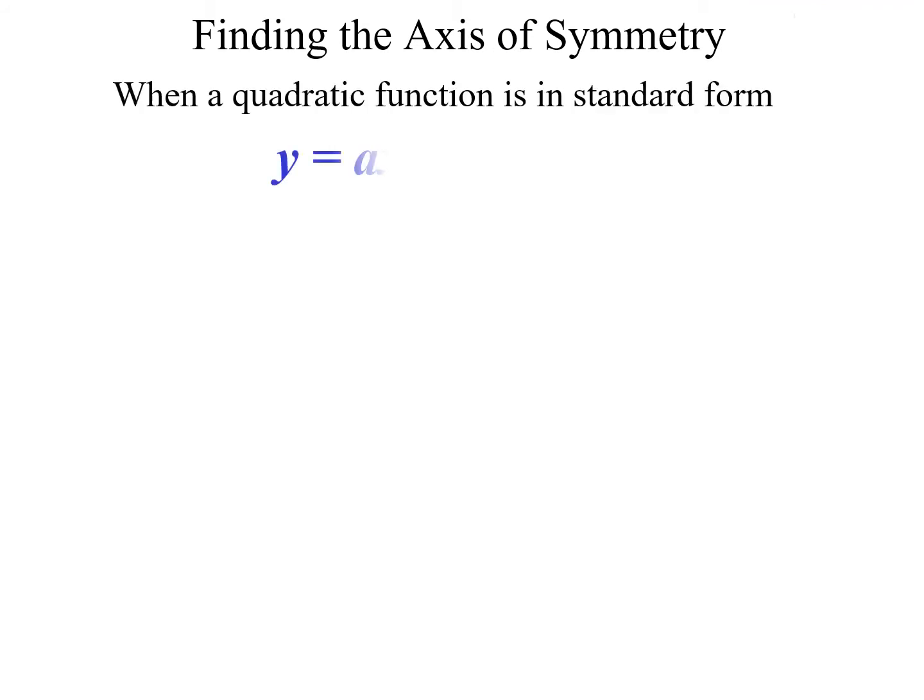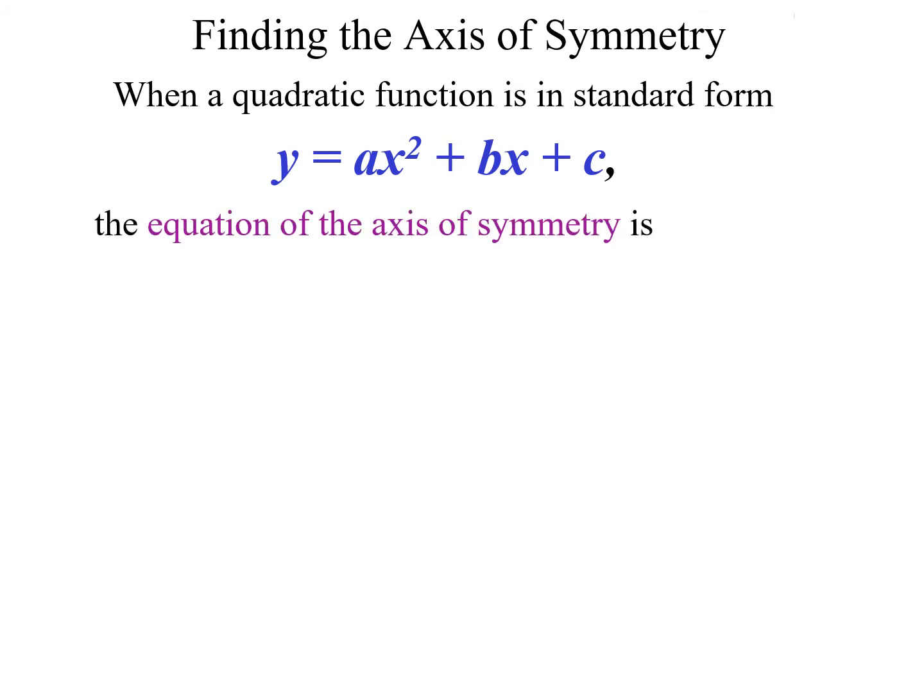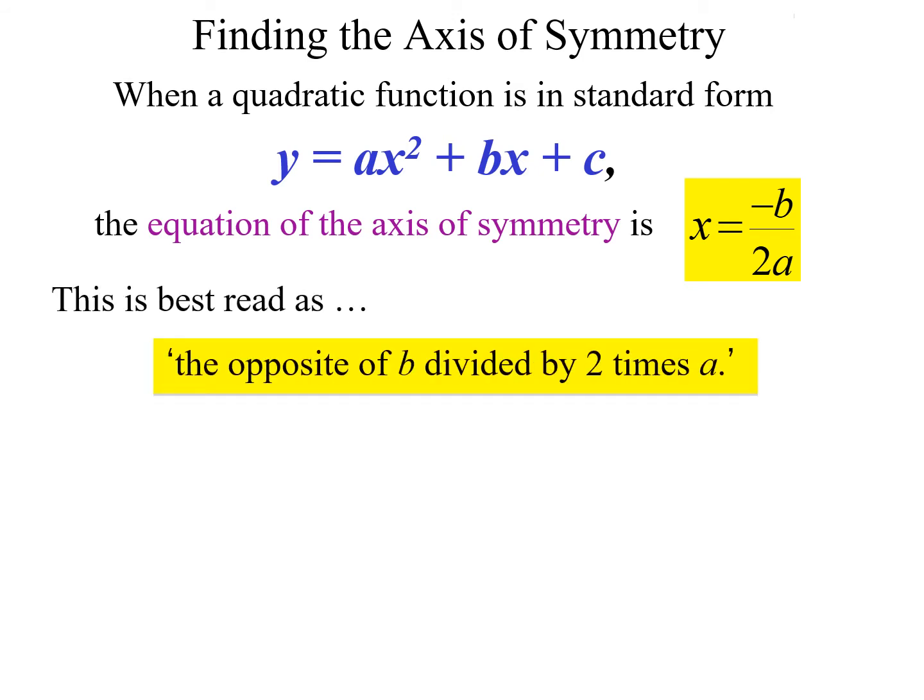Finding the axis of symmetry. When a quadratic function is in the standard form y equals ax squared plus bx plus c, the equation of the axis of symmetry is x equals negative b over 2a. So it is best read as the opposite of b divided by 2 times a. Why do I say the opposite? Because when your b is negative, in your formula, your b becomes positive. But if your b is positive in the original equation, in your formula it will become negative. So it's the opposite of b.